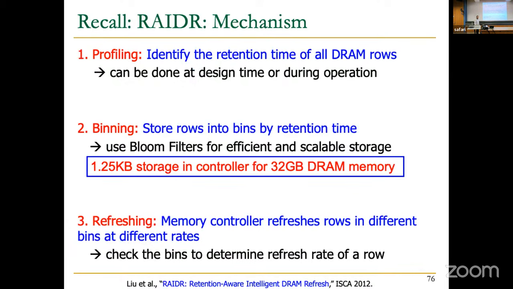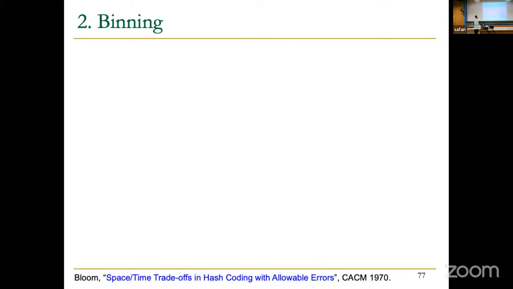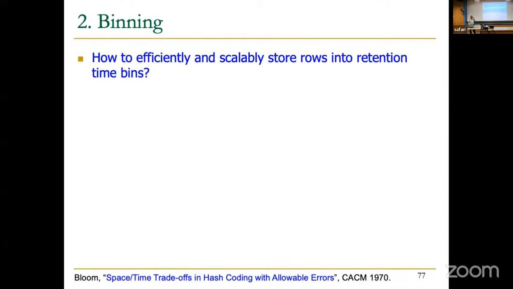So I guess we will go back to RADAR now and talk about the binning, because we talked about profiling. So this lecture is organized in a way that I'm trying to walk you through the challenges of a given research problem. In this case, RADAR is just an example. And the first challenge was the profiling, and we already talked about profiling. Now it's the binning time.